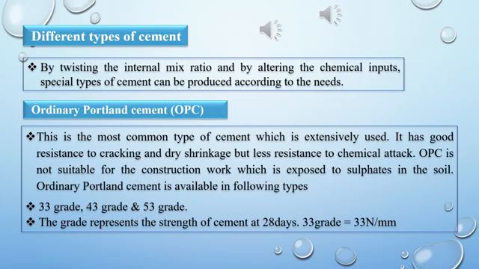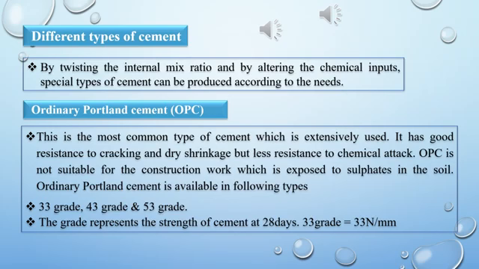33 grade, 43 grade and 53 grade. The grade represents the strength of cement at 28 days. 33 grade is equal to 33 Newton per millimeter squared.